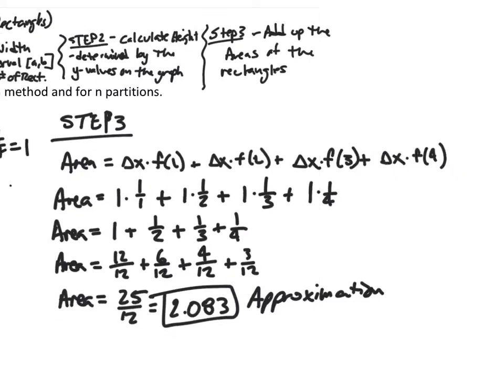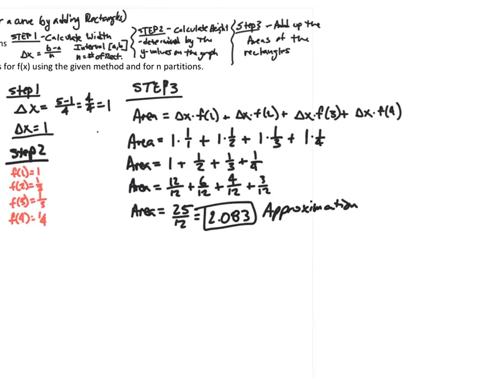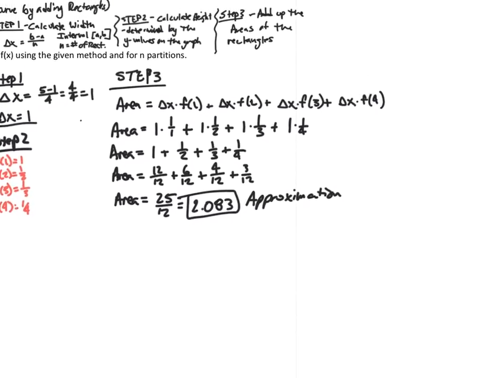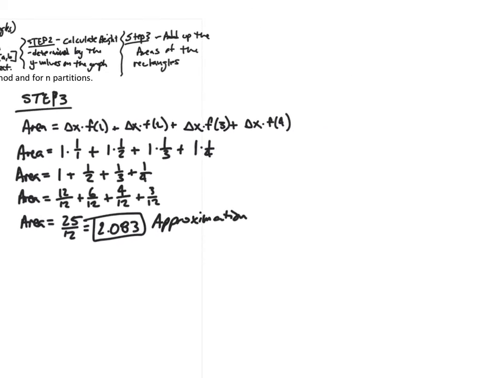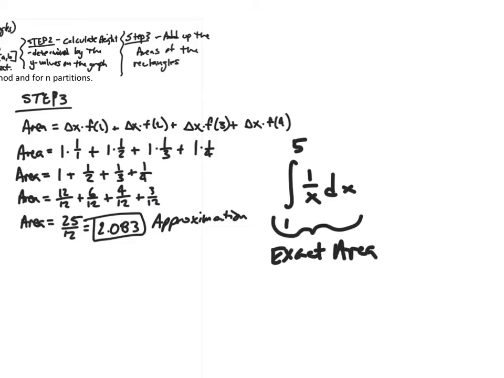The last thing I want to do is label what we are doing, the big purpose of it. The purpose of what we're doing is to calculate, or approximate, the area between 1 and 5 of 1 over x dx. When I use this integral notation, this is my exact area, and we don't know how to calculate that yet. But the exact area is approximately equal to 2.083. We can get an approximation.